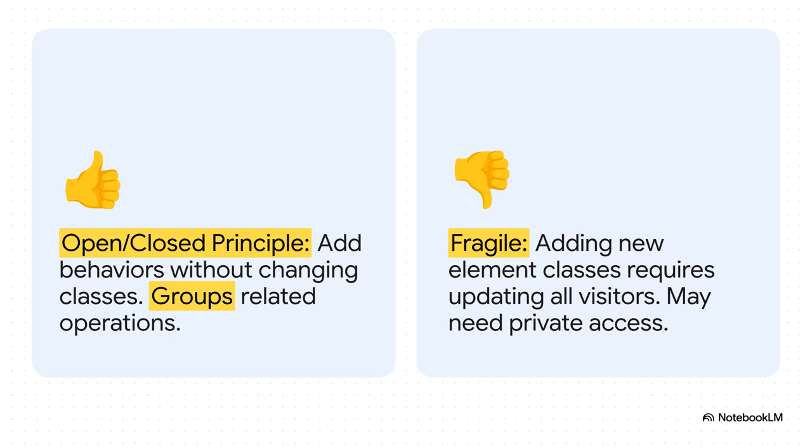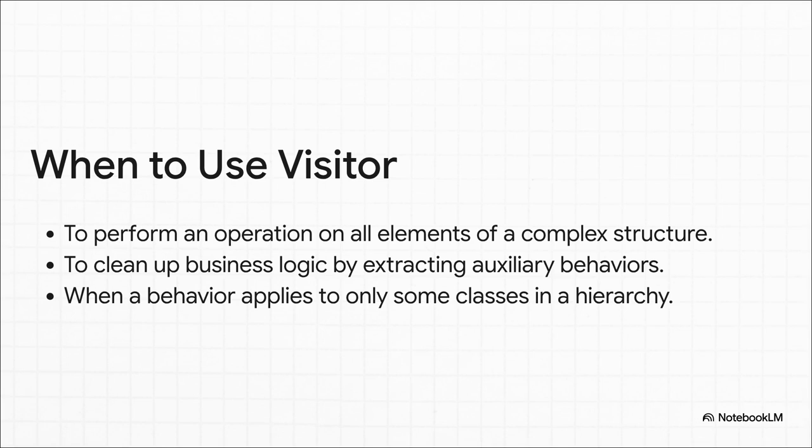But, and this is a big but, there's a major downside. If you need to add a new type of node, say a river class, you have to go back and update every single visitor you've ever written to handle it. And that can be a real maintenance headache. So this brings us to the real takeaway. The visitor pattern absolutely shines when you have a stable set of classes that don't change very often, but you expect that you'll need to add a lot of new operations to them over time. It is the perfect tool for walking through a complex object structure, like a tree, and applying some external logic without ever modifying the structure itself.